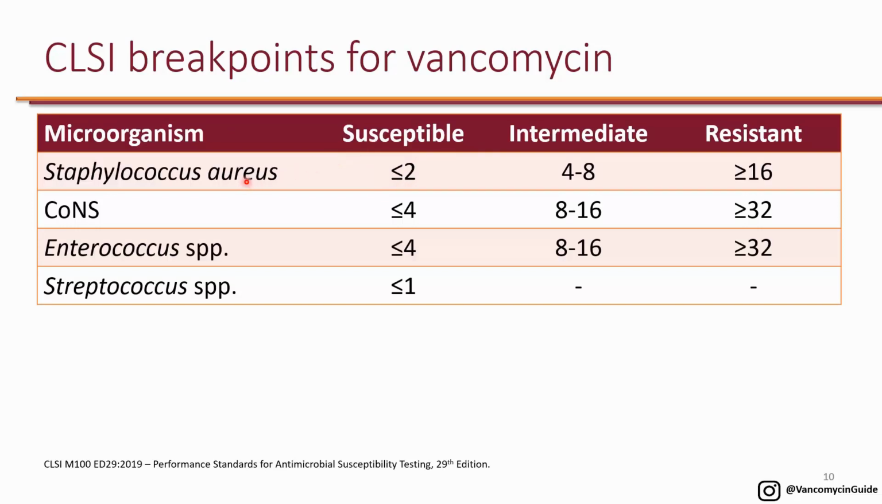Whereas if that MIC comes back from the lab and it's actually 4, then we say, well, 4 and 8 are actually considered intermediate. So that's how you would interpret it. For coagulase negative Staphylococcus, the breakpoints are actually higher, so an MIC of 4 or less is considered susceptible. The same is true for Enterococcus species, so MIC of 4 or less is considered susceptible. For Streptococcus, the breakpoint is actually 1 or less.